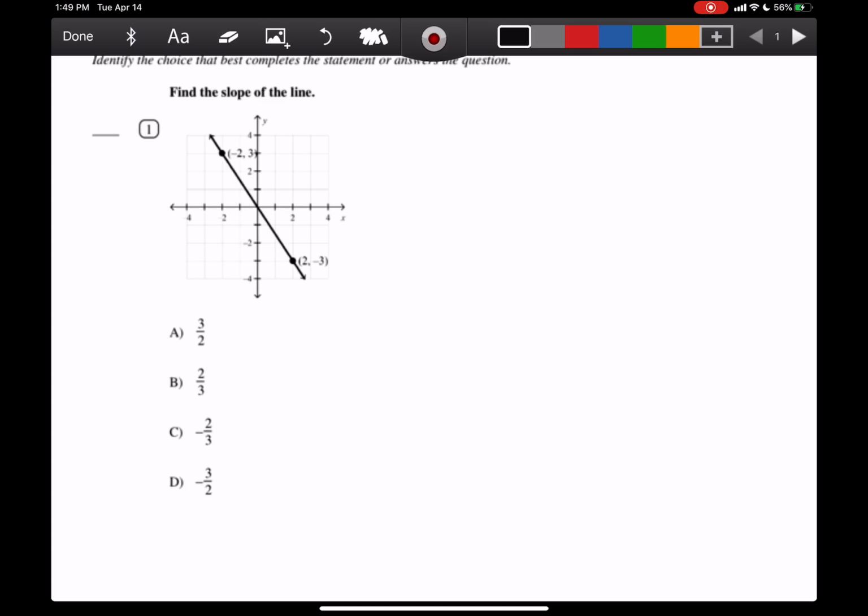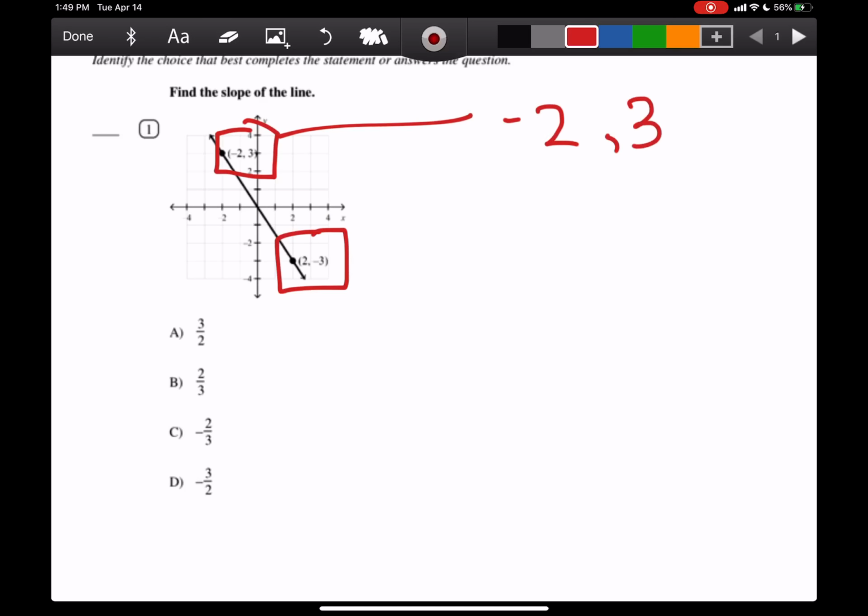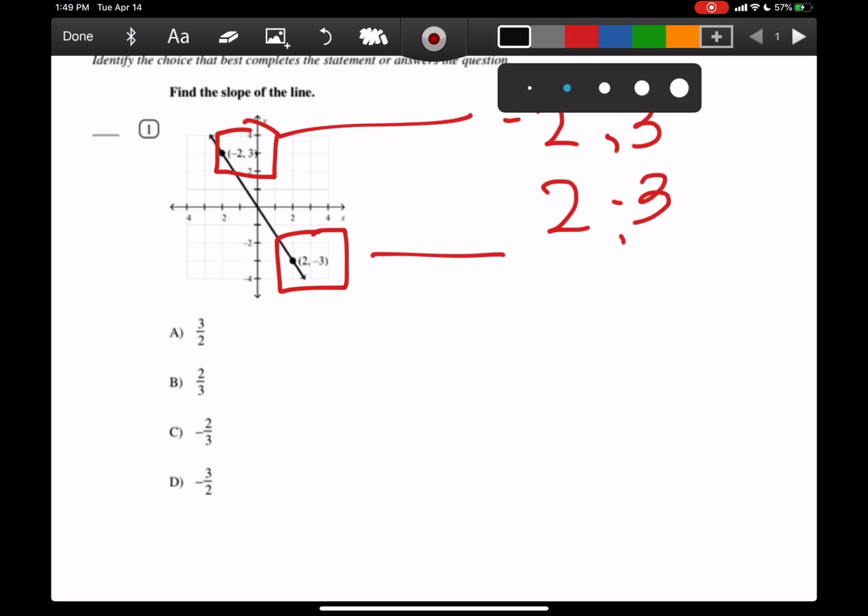Okay, so in this first problem here, we have 2 points. I'm going to take my first point, -2, 3, and my second point, 2, -3. You see, I just stacked them right on top of each other. I didn't switch any numbers around. I just pulled them right out and stacked them on top of each other.